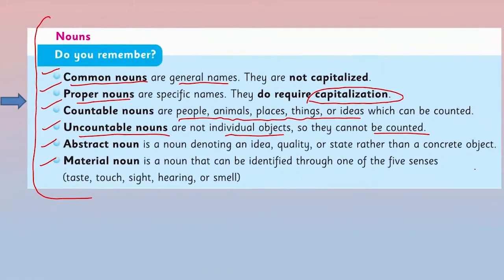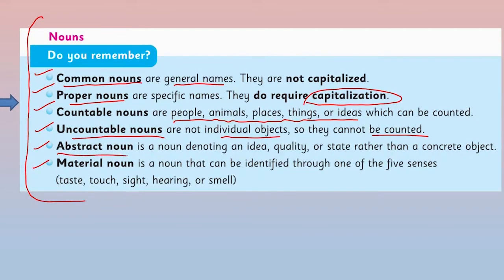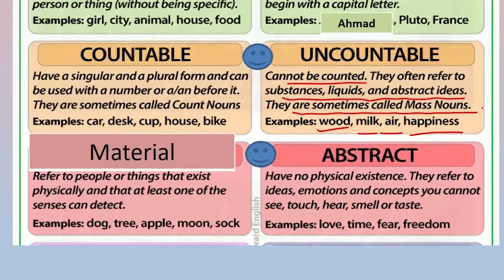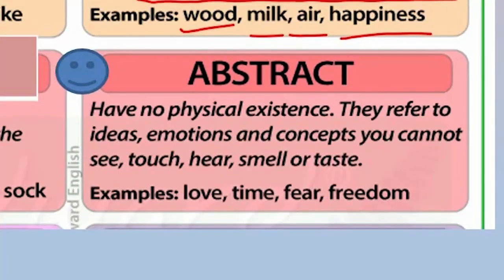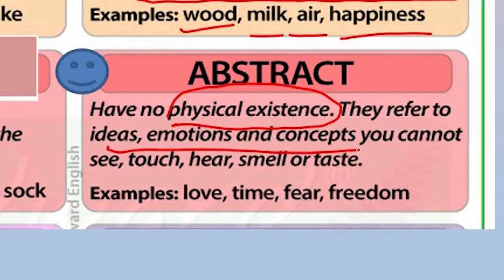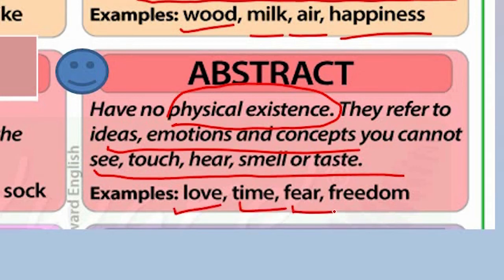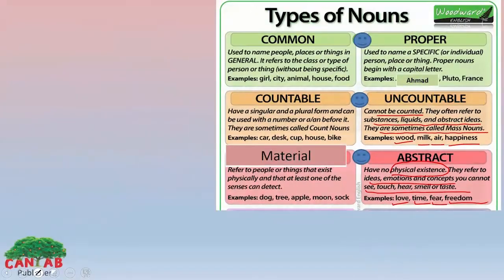Now look at the abstract noun here. Abstract noun is a noun denoting an idea, quality or state rather than a concrete object. Abstract noun has no physical existence. We cannot touch it, we cannot see it. They refer to ideas, emotions and concepts. You cannot see, touch, hear, smell or taste. Look at the examples. Love, time, fear, freedom. Good.